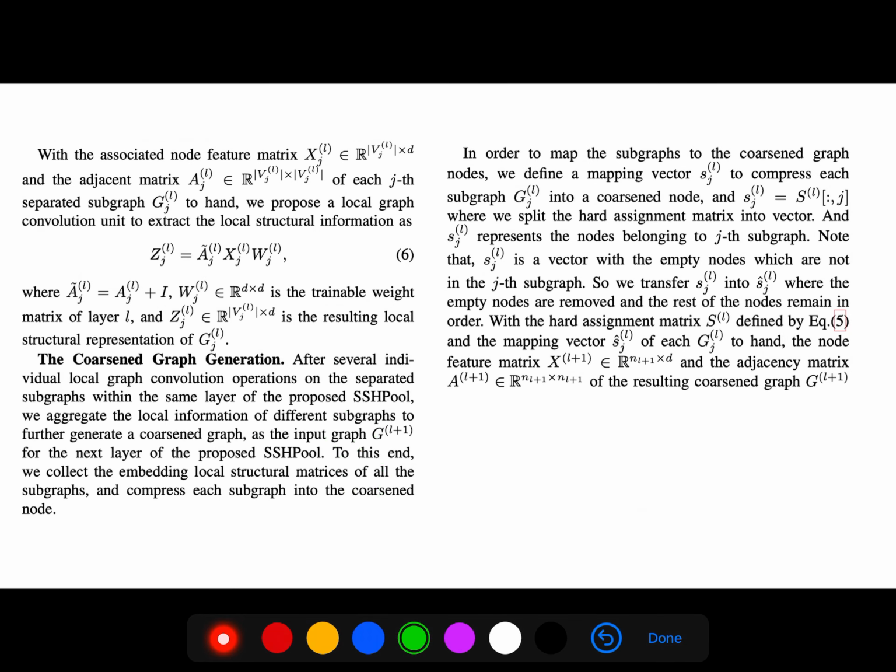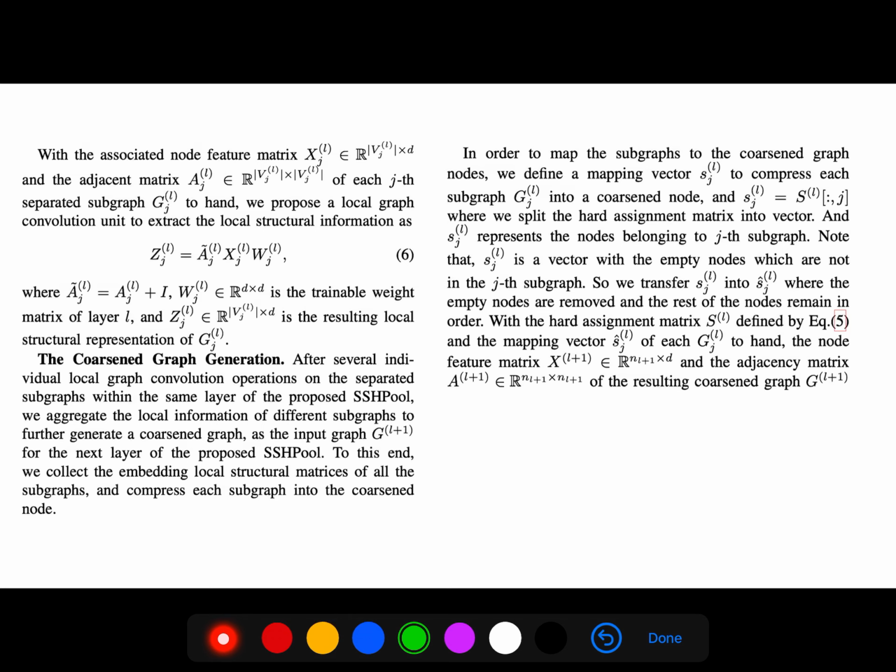Okay. And then we propose a local graph convolution unit to extract the local structural information. After several individual local graph convolution operations on the separate subgraphs within the same layer of the proposed SSHPool, we aggregate the local information of different subgraphs to further generate a coarsened graph.